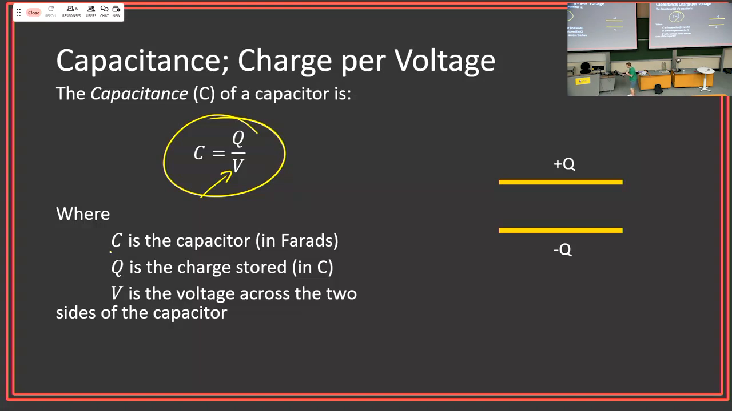Now C is the capacitance in farads, Q is the charge stored, and V is the voltage across both sides. What this means is that a given capacitor can store however much charge you can put on it, provided you've got enough voltage. A big capacitor and a small capacitor, you could technically charge them to the same level of charge. You just need to use a much higher voltage for the small capacitor. That's what this is saying.